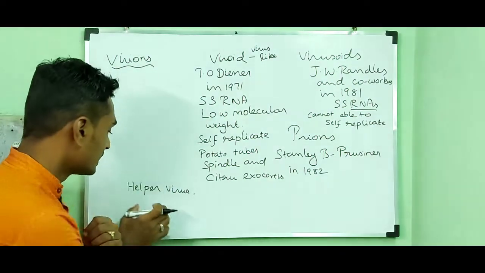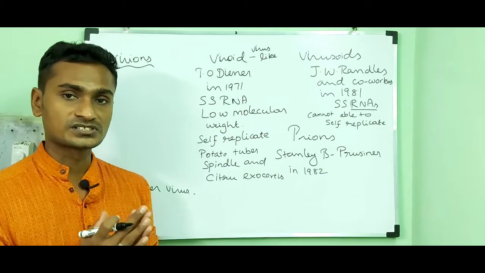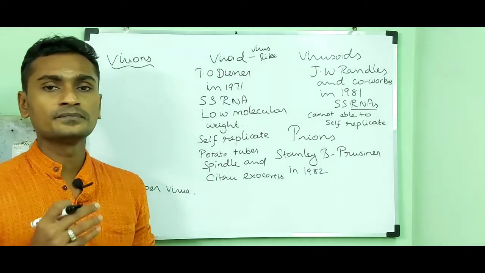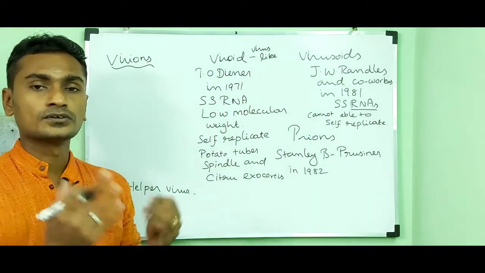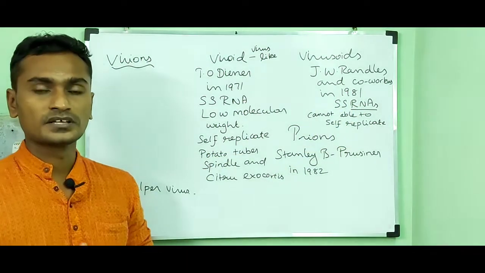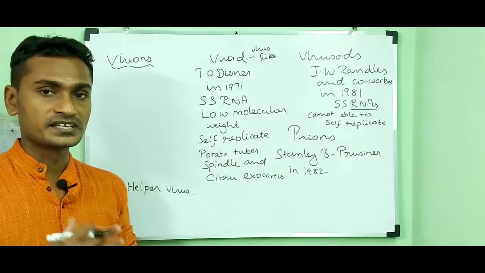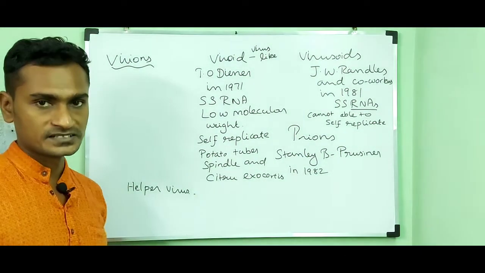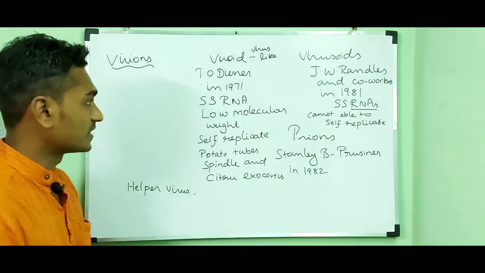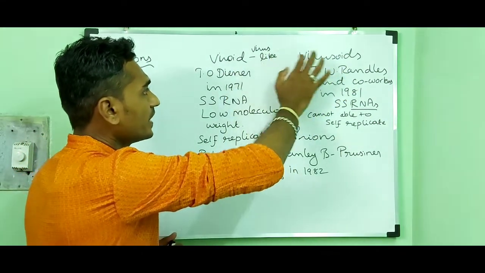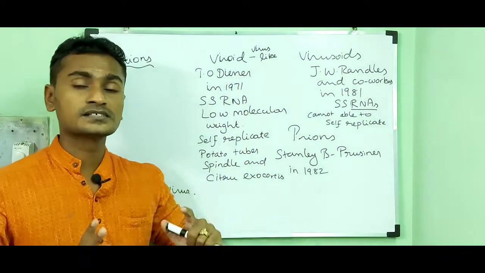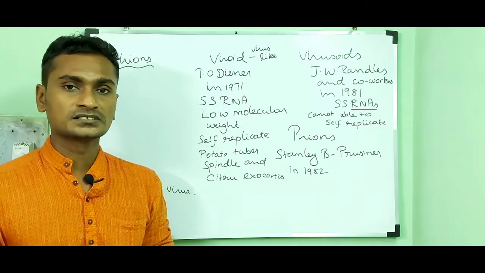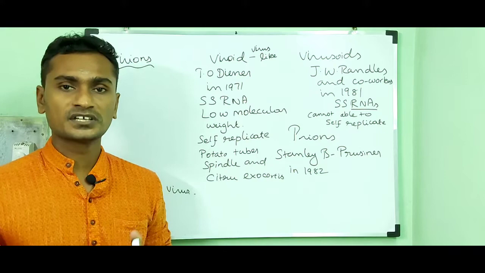So it requires a helper virus to enter into the host cell. After the entry of the helper virus, the virusoids actively function inside that host cell, and they produce the genome by the process of replication. For the replication of the genetic material, it requires the helper virus. That is the major difference between the viroid and virusoids. Virusoids can also cause serious damage to commercial crops, and it leads to serious economic loss.